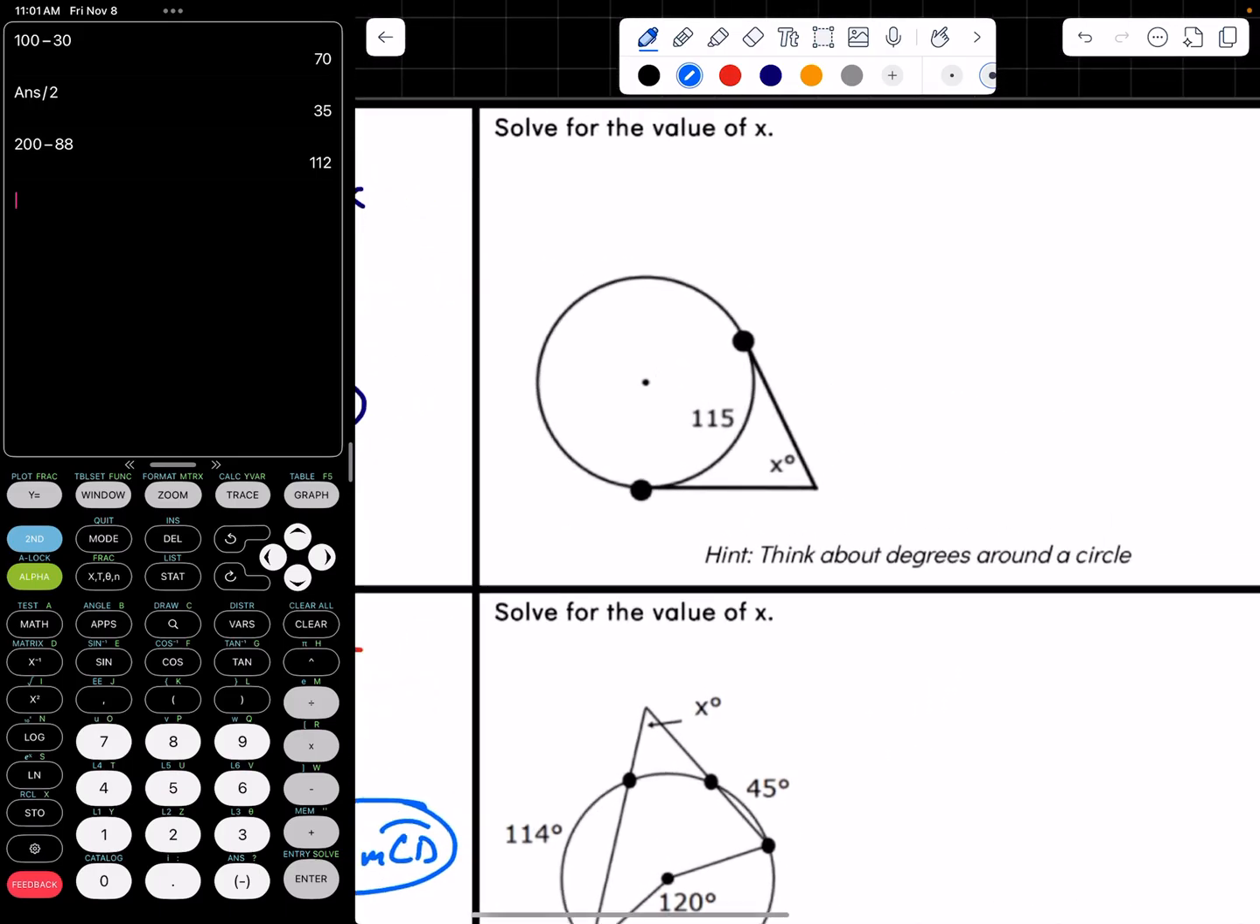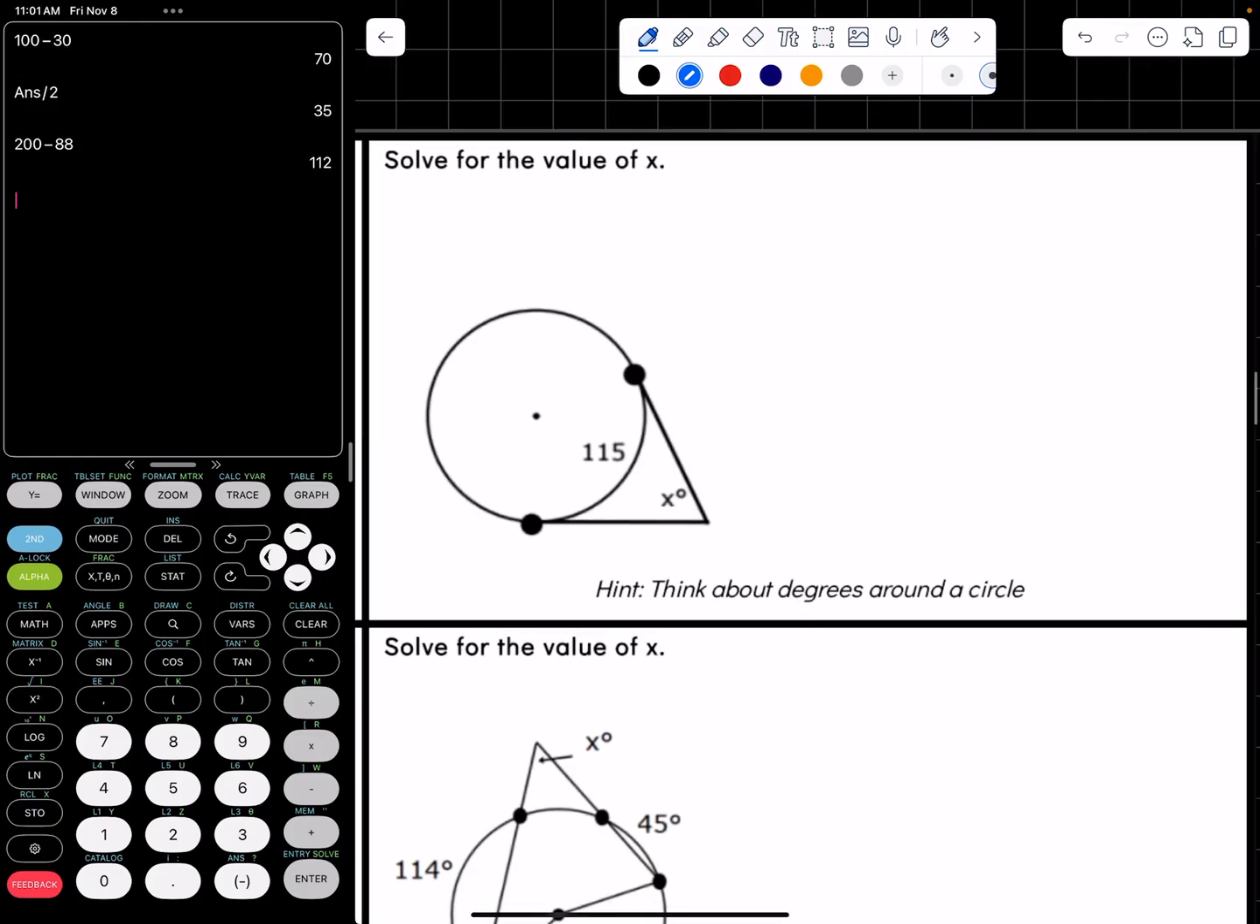Big thing, make sure you identify, is it inside or outside? In this case, we're also outside. So I know that I'm going to use my subtraction version of the formula. And this hint says think about the degrees around the circle. The reason for that is I'm looking for this angle, okay? They give me 115. Because I can tell there are two tangent lines here, I need to figure out what this big arc is.